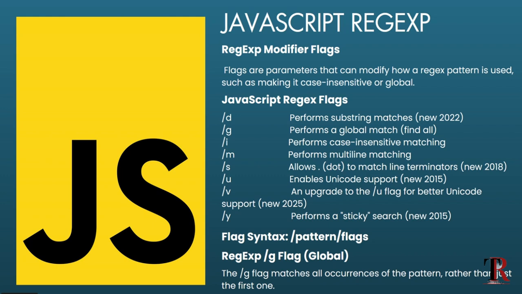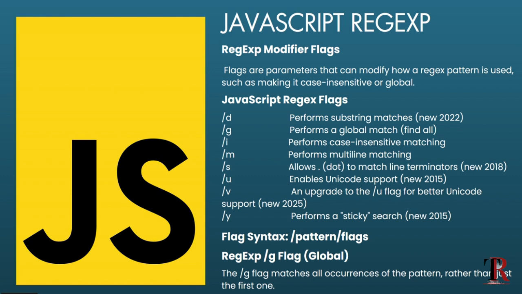Now here are the most common flags that you see. The first one is the /d. It performs substring matches. It was introduced in 2022. Then we have the /g that performs a global match. It finds all instances of whatever pattern you are searching for. Then we have the /i. It performs case insensitive matching.